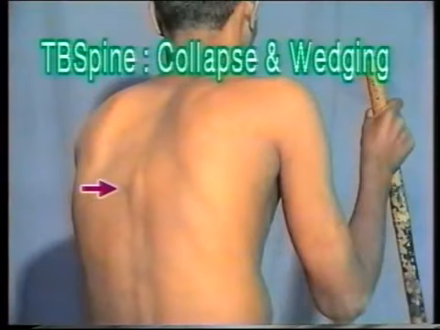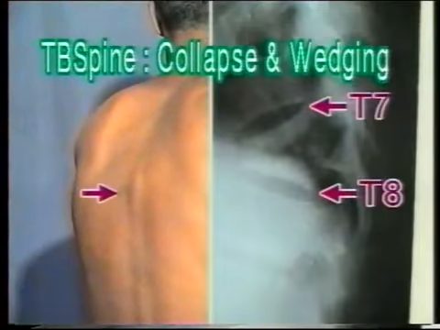Note this young man with a gibbous of the thoracic spine and a walking stick in his hand. The X-ray shows destruction of the 7th and 8th thoracic vertebrae with anterior wedging. Note the extensive destruction of the vertebral bodies, so that the two vertebrae appear as one. This is a typical lesion of tuberculosis of spine.